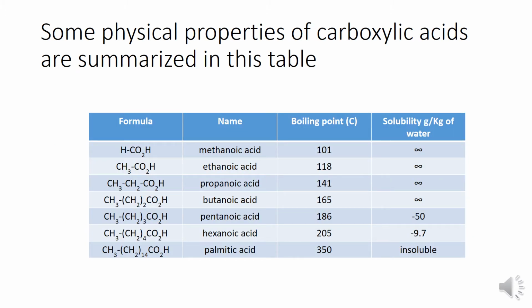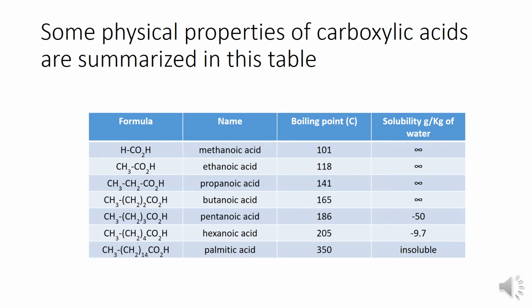Here we are going to summarize the physical properties of carboxylic acids in the following table. Examine the table well. As you see here, as the number of carbon atoms increases, on one hand, the boiling point of the carboxylic acid increases. On the other hand, the solubility decreases.